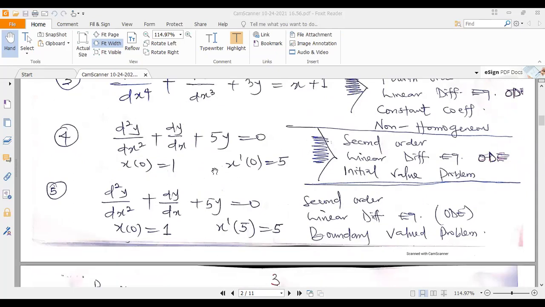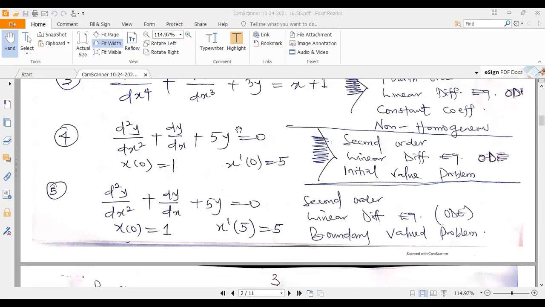Now, let's take a look at examples 4 and 5. They are the same thing. Look at it very well. The only difference is the condition. Look at number 4. You will notice that we have x of 0 is equal to 1, and the derivative at 0 is equal to 5.